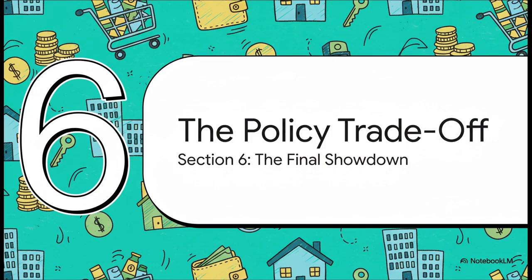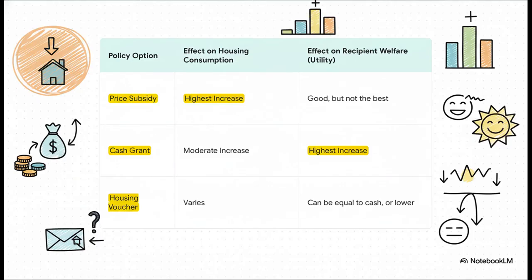And that brings us to our final section, the ultimate showdown, which reveals a really fundamental trade-off that's right at the heart of designing public policy. And here's the bottom line. If the mayor's only goal is to get people to consume the maximum amount of housing possible, the price subsidy is the hands-down winner. It makes housing artificially cheap, and that creates a huge incentive to buy more of it.